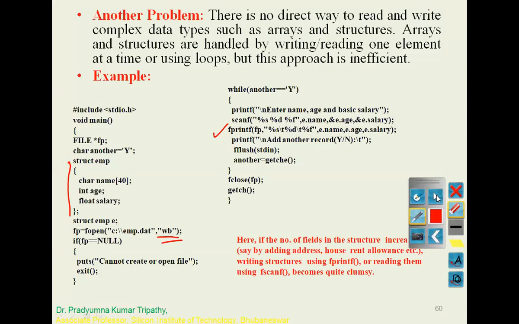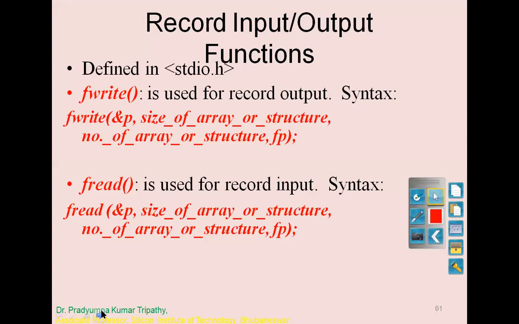The next slide. Okay, but this is the important part over here. We have two functions called fread and fwrite. fread and fwrite are the two functions used for record input output. What do you mean by record? Suppose the student information or the vehicle information we had in our previous example. I want to write the entire vehicle information at one time.